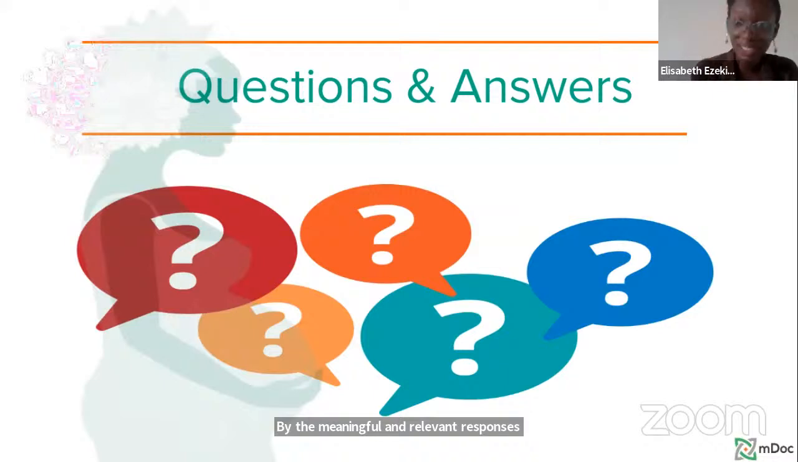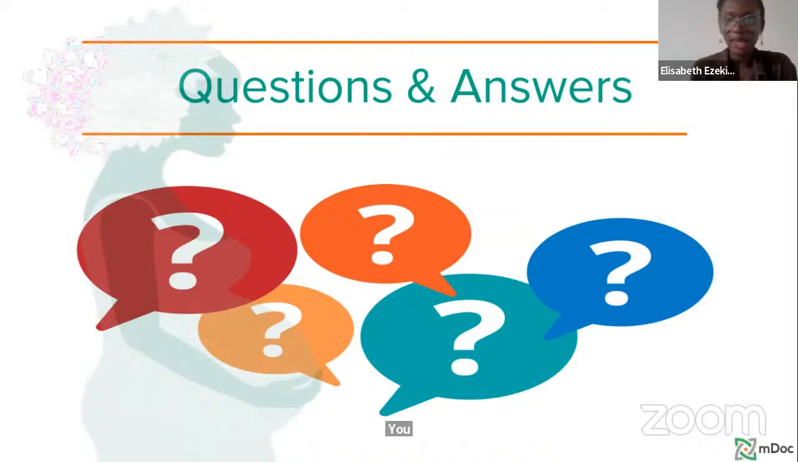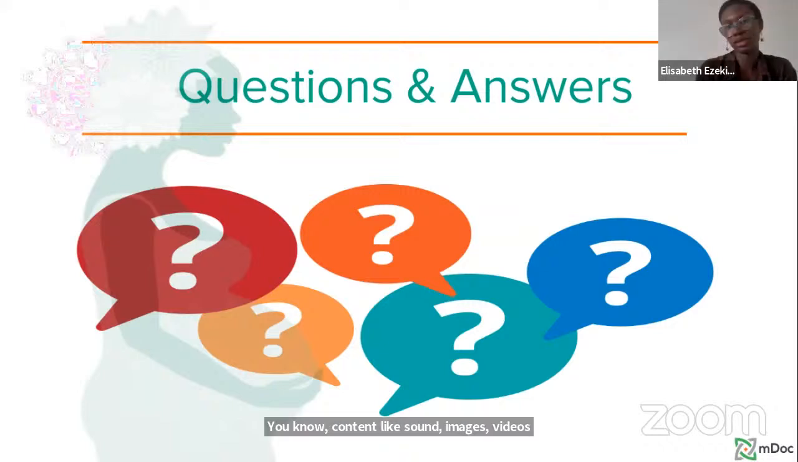And then lastly, we talk about generative AI. What is generative AI? The ability to create new content like sound, images, videos, text, based on the training data set that it was exposed to.